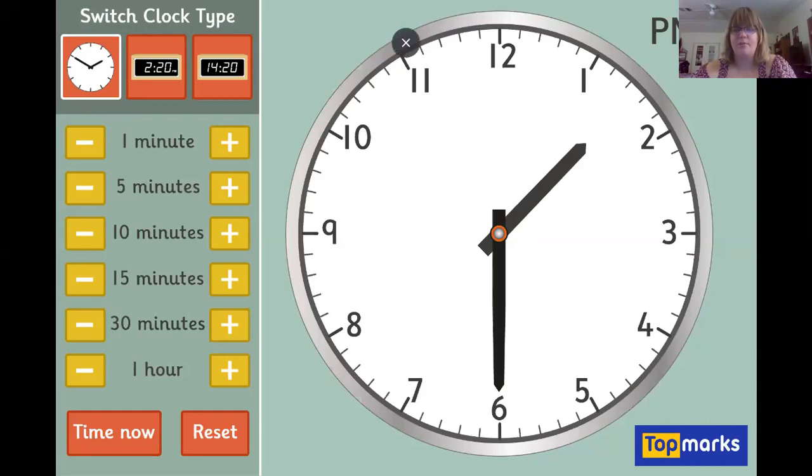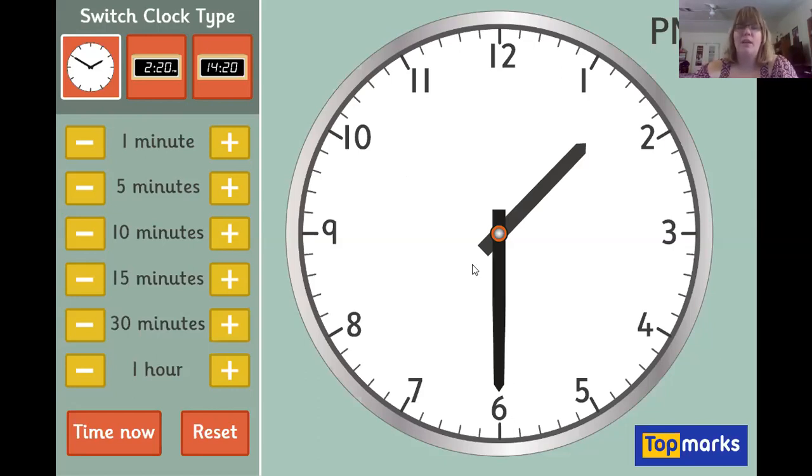In the afternoon. In first grade, we really only worry about o'clocks and 30 minutes. So either you're at the hour or you're halfway to the next hour. When you get to second grade, you'll start to do your kind of in-between minutes. But for now, that's what we're focusing on.